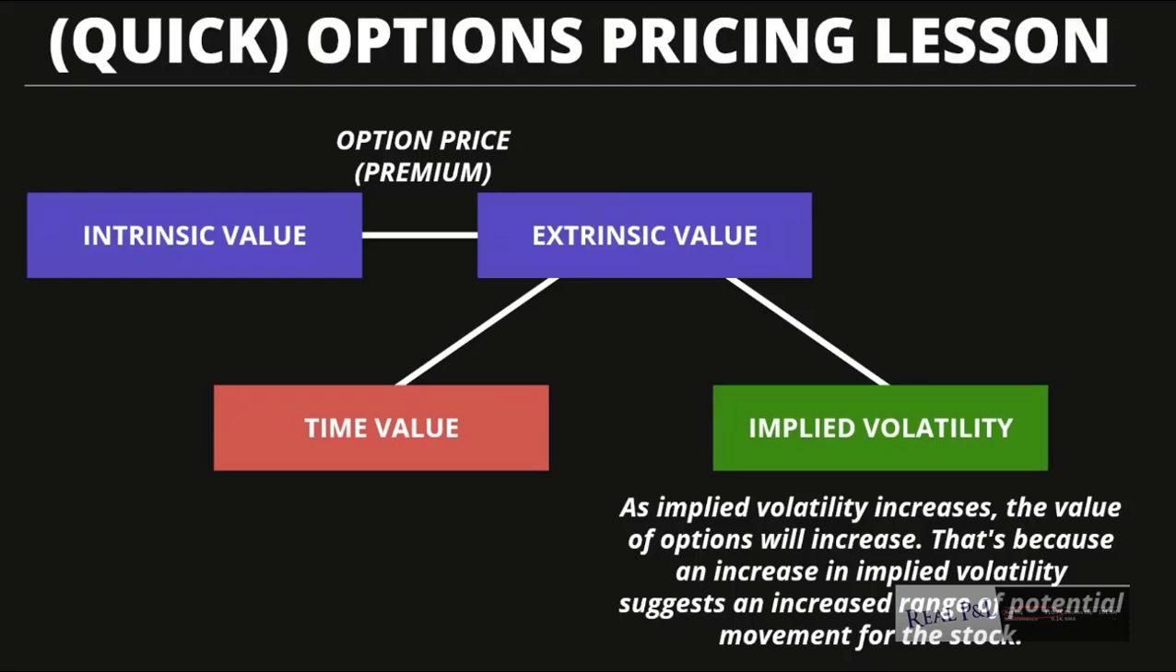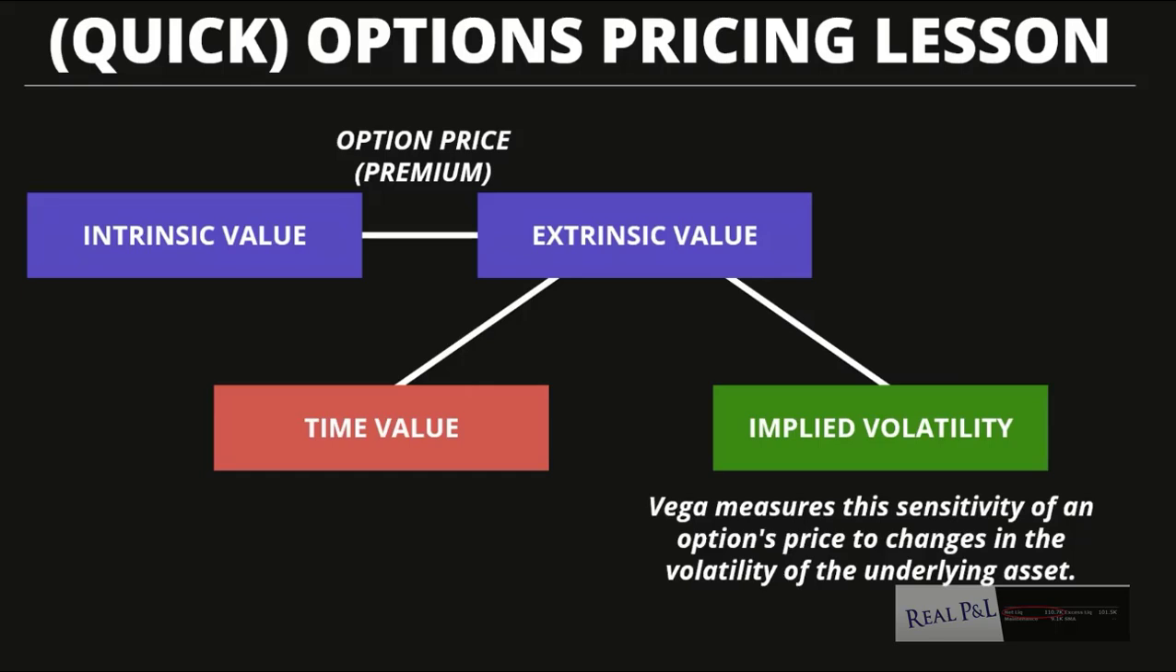As implied volatility increases, the value of options will increase, and that's because an increase in implied volatility suggests an increased range of potential movement for the stock or the underlying. Vega measures this sensitivity of an option's price to changes in the volatility of the underlying asset.